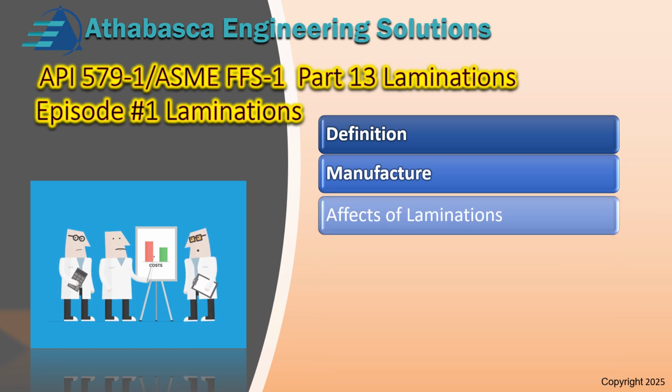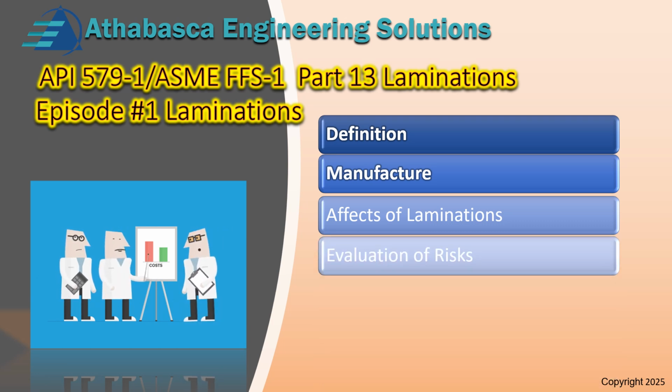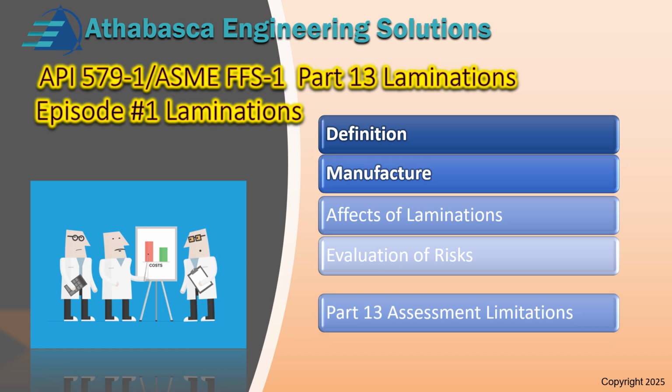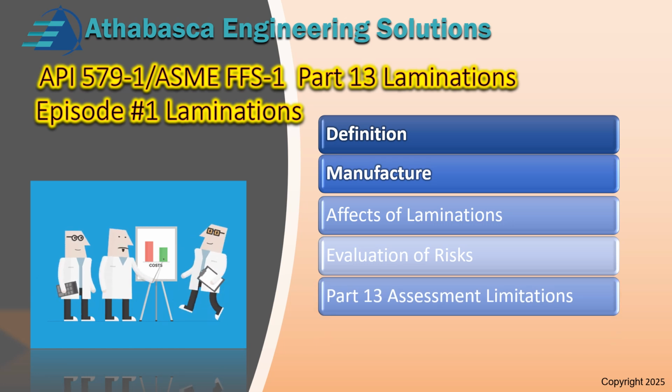And the effects of laminations, how does it affect the integrity of the component that has laminations? And we're going to look at the evaluation of risks. It's interesting. Just like dents, for piping systems, pipeline folks have some very interesting ways of evaluating these risks very quickly. And also, we're going to look at part 13 assessment limitations, when we can't use it, when we can.